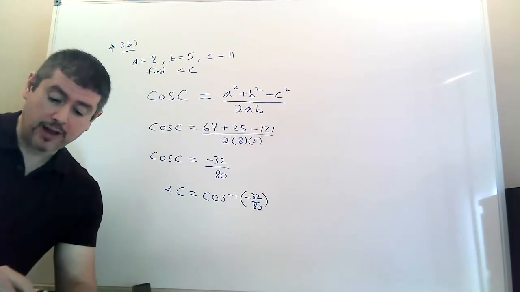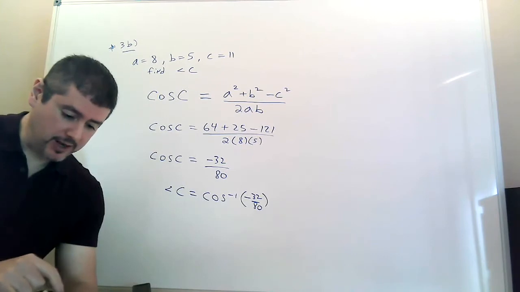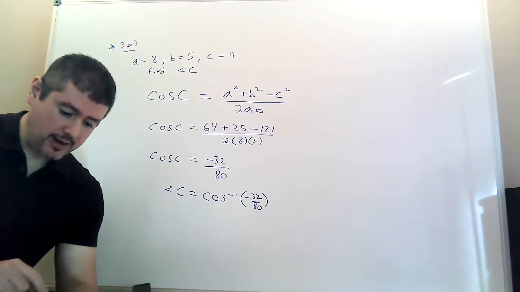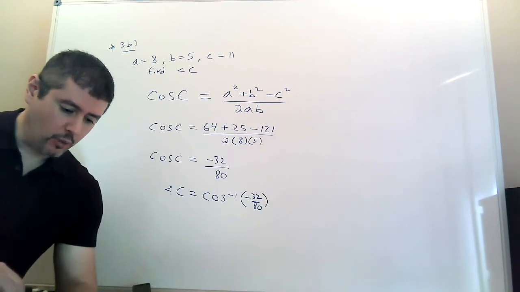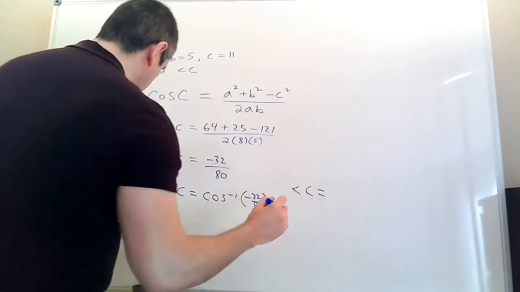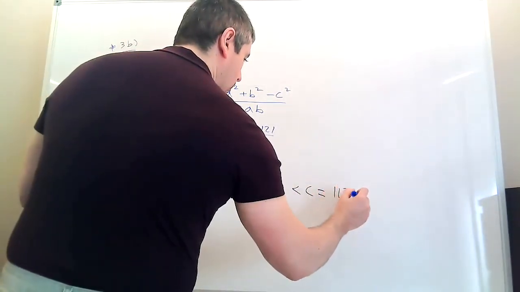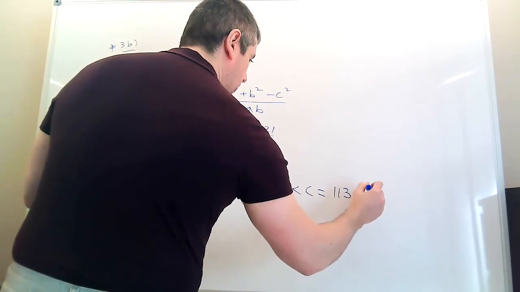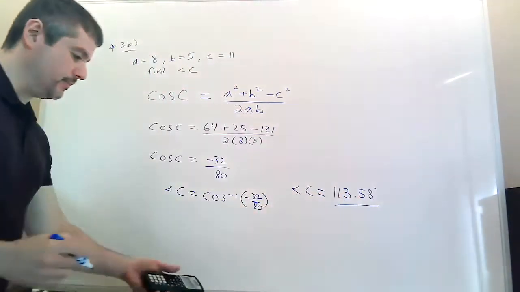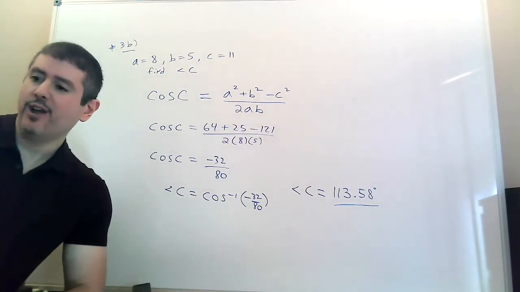So remember, don't press the subtraction button. Press the negative button. So I'm going to hit inverse cosine, negative button, 32 divided by 80. 113.57. Well, it's 113.578. So I'm going to put 113.58 because I like the 2 decimal places. So I recognize that answer. I know that question was on test 3. So it's the same one.